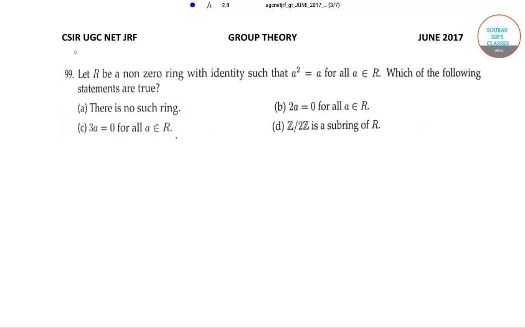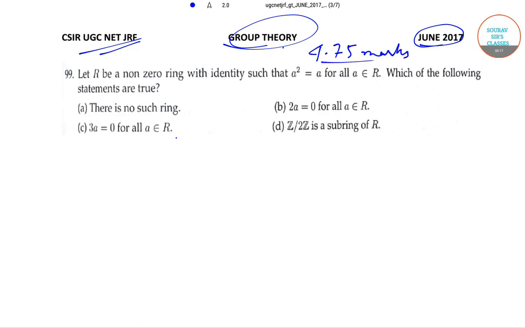Today we will be solving the CSIR UGC NET GRF exam question from the June 2017 paper. We will be solving the group theory questions today. The question that we will be solving today came for 4.75 marks in the exam. So let's start off with the question.